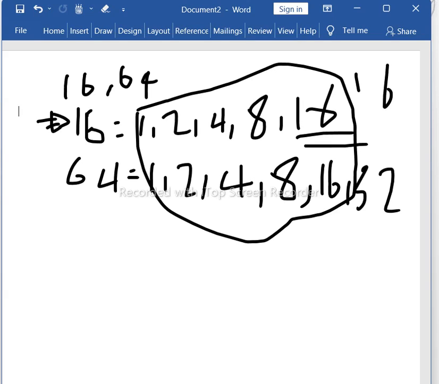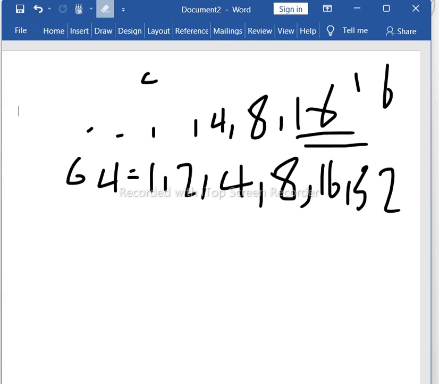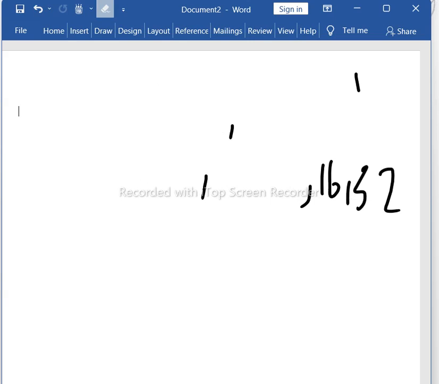This method is not workable for larger numbers. We can find the greatest common factor of numbers easily. Let us see together.